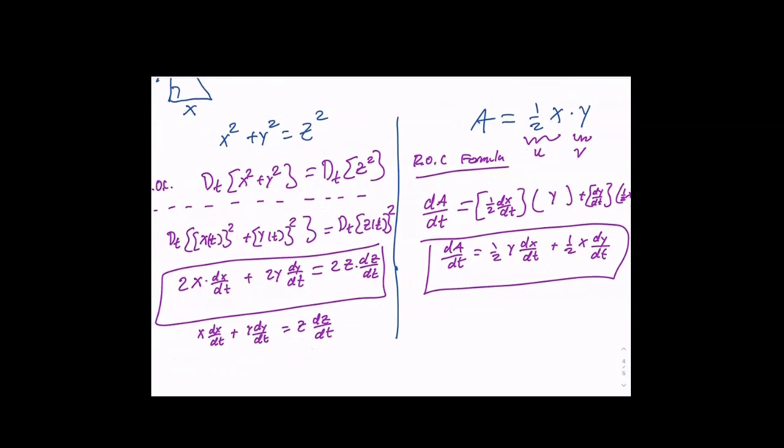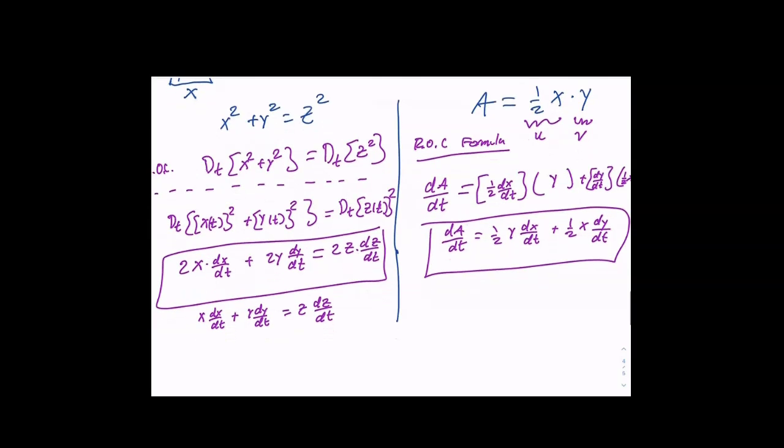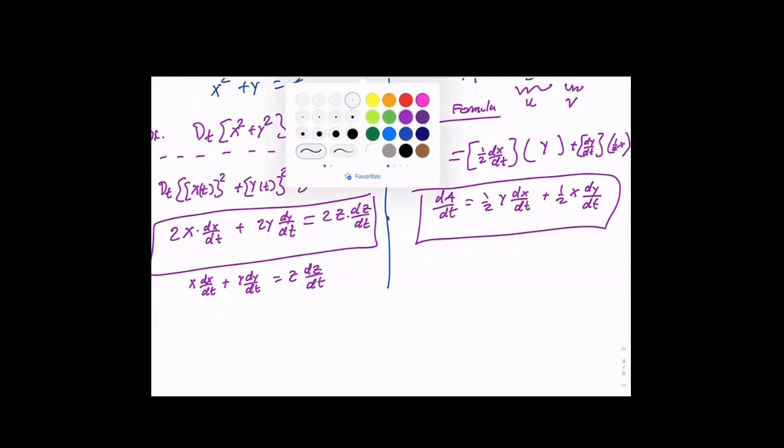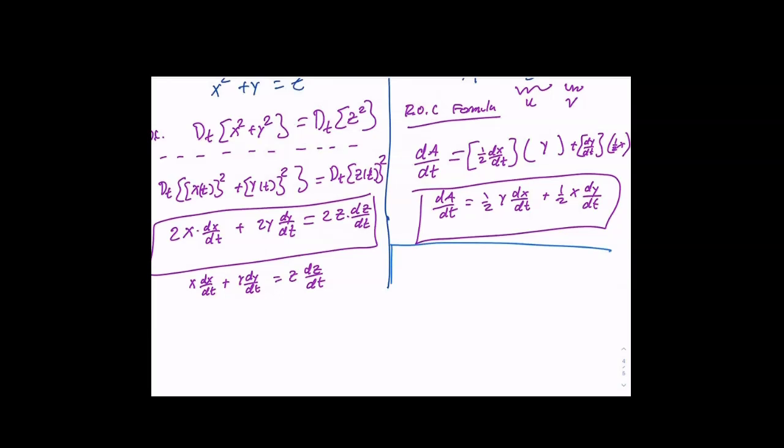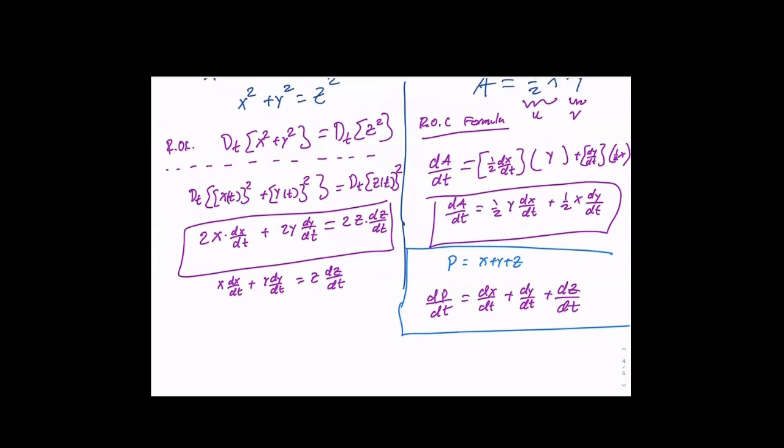I could also do perimeter, and I guess I'll do perimeter real fast. That one's real quick. So perimeter equals x plus y plus z. So dP/dt equals dx/dt plus dy/dt plus dz/dt. I mean, you're just taking the derivative of each of them, the sum of them. So that one's real straightforward.